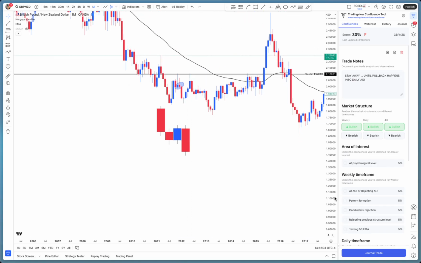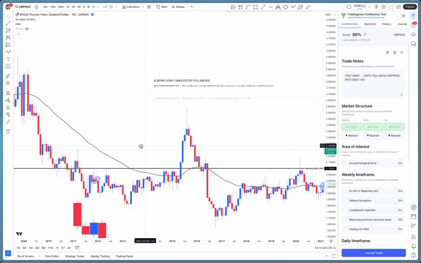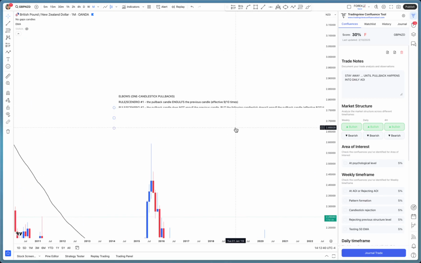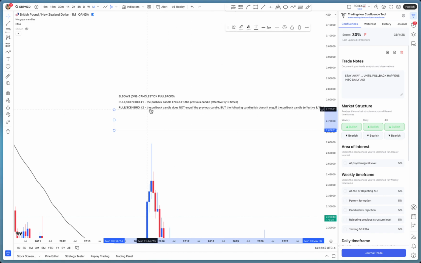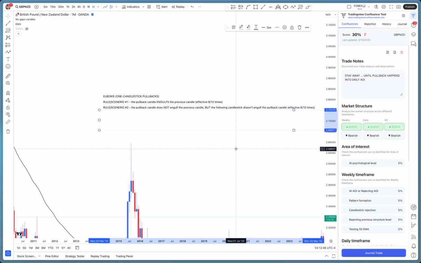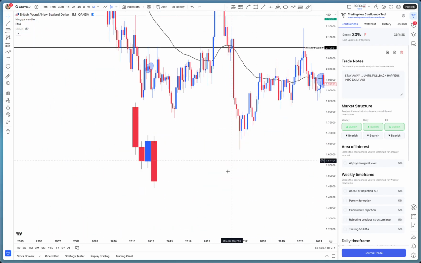Now, scenario number two, we can zoom in right here. Scenario number two is when the pullback candle does not engulf the previous candle, but the following candlestick doesn't engulf the pullback candle either. Okay, now that sounds a little bit complicated, but we'll break it down. And I find this to be effective 8 out of 10 times inside of the markets.